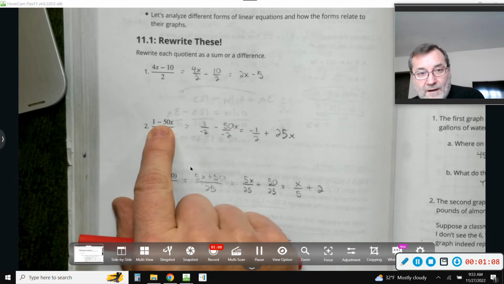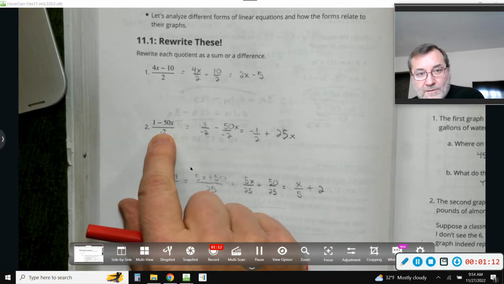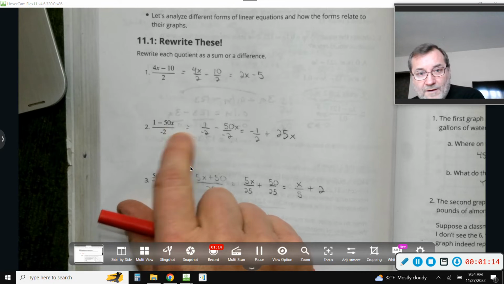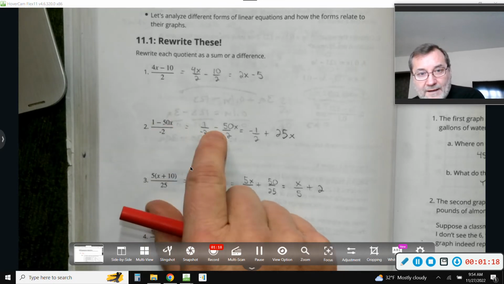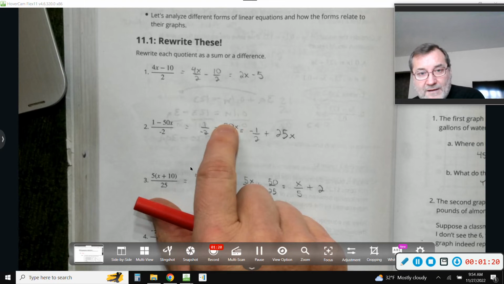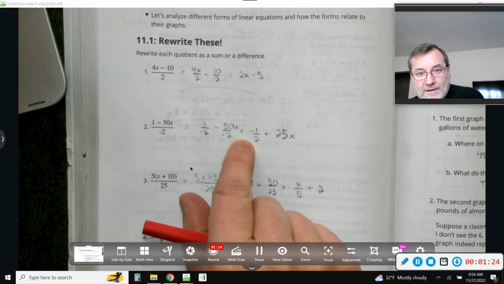Same thing here. I have an addition subtraction in the numerator. I'm allowed to split it. So I'm going to go and take this, and 1 divided by negative 2 is right there. And I'm going to subtract then this entire thing. I'm going to subtract the 50 divided by negative 2. All right? So you still get a negative 1/2.